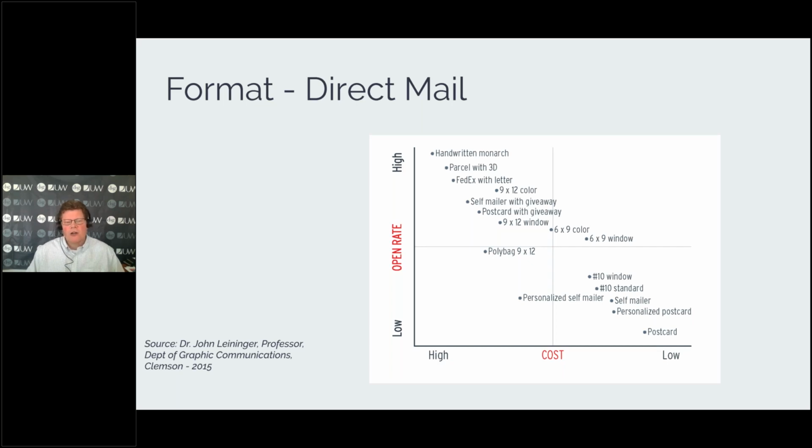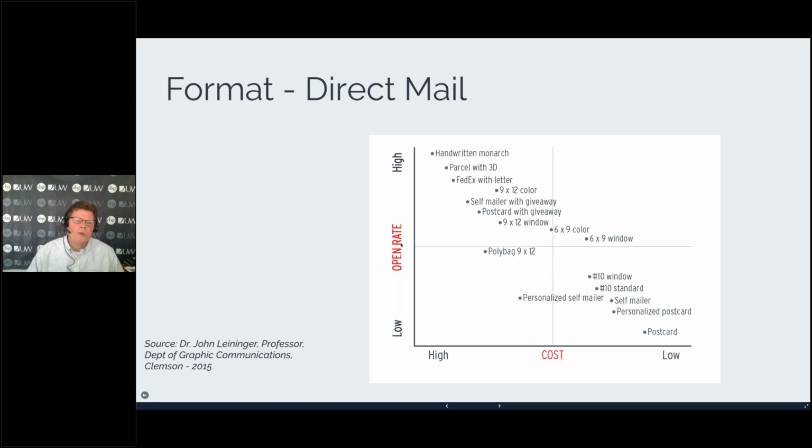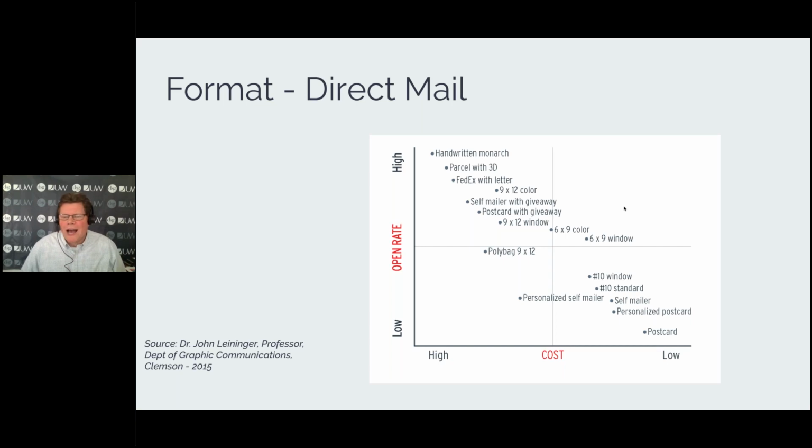So as in a Gartner quadrant, we have two axes. One is the open rate or the response rate, which is a very low response rate, bad, to a very high response rate, good. And then we have the cost, a very high cost, bad, to a very low cost, good. So the magic quadrant is right up here, right? I don't know if you see my mouse. Yeah, you can. Those are things that are low cost with high response rates.